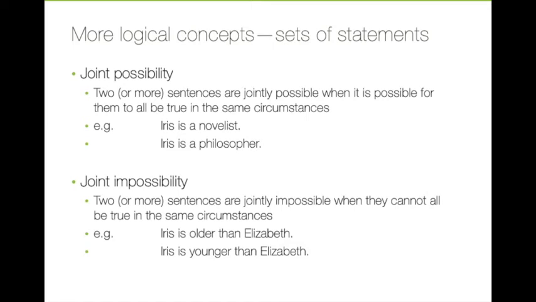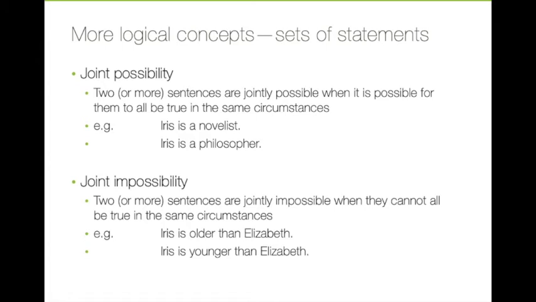So here's an example of some jointly possible statements. Iris is a novelist. Iris is a philosopher. There's no reason these statements can't both be true. One or the other might in fact be false. What do you know about Iris? But the important thing for joint possibility is that they can both be true.